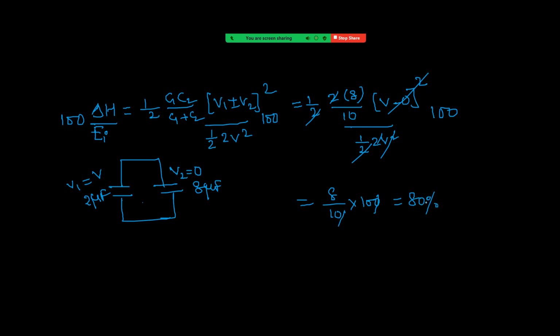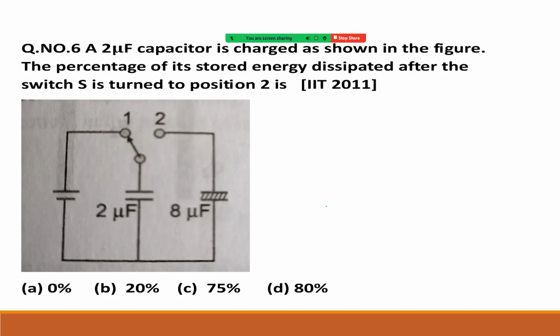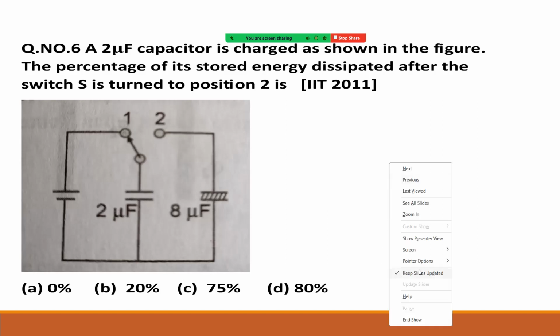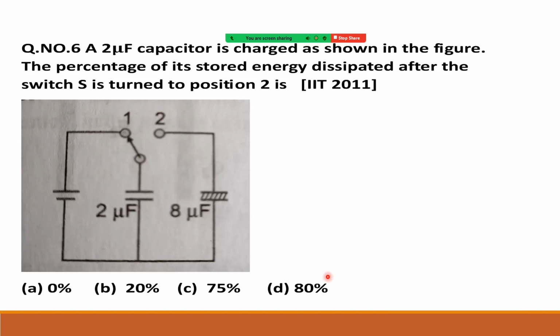80% is lost. Okay. Like this, we can use that previous result. So what's the answer? It is option D. Okay. So we can solve some more questions in the next lecture.